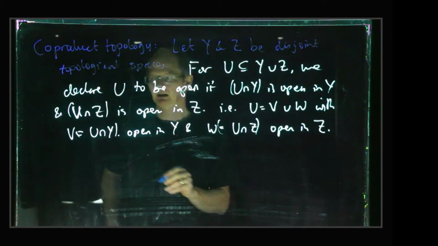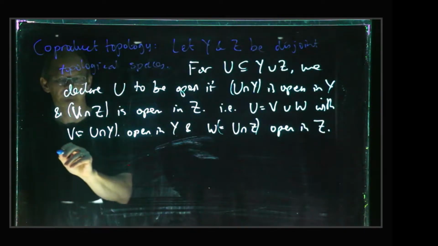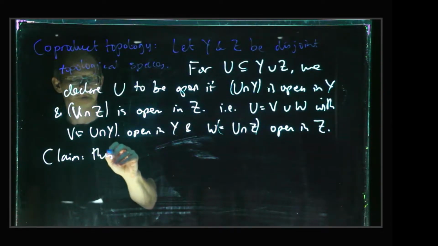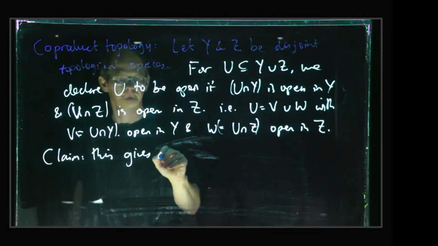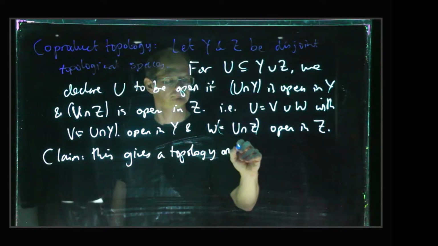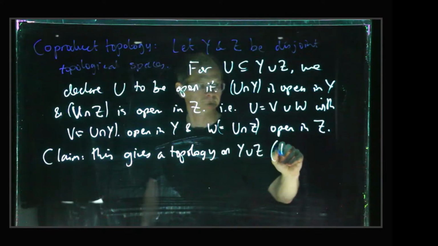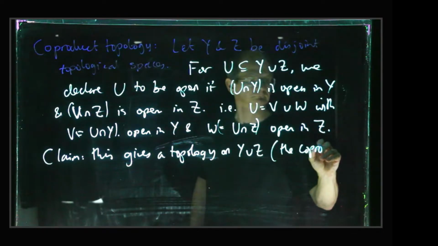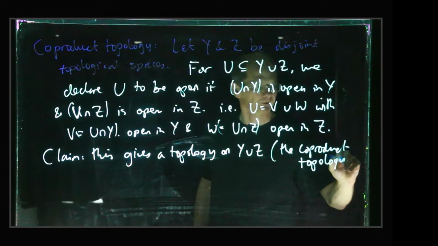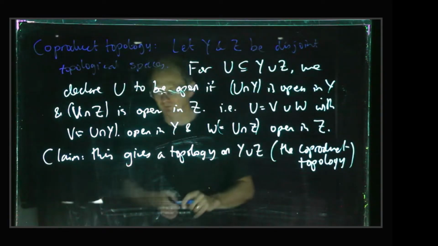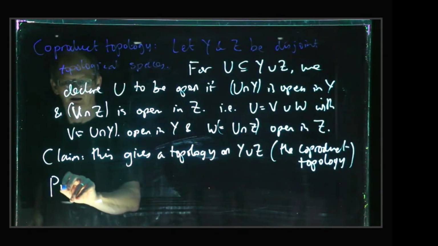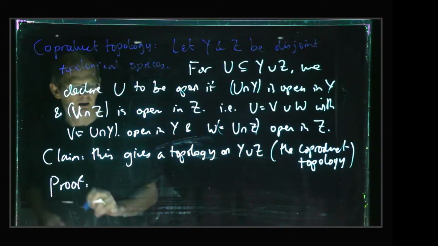Okay, so that's what we're going to mean by saying that a subset of Y union Z is open, and the claim has got to be that this gives us a topology. And we're going to call this topology the coproduct topology, once we've justified that it really is a topology. So what do we have to prove?